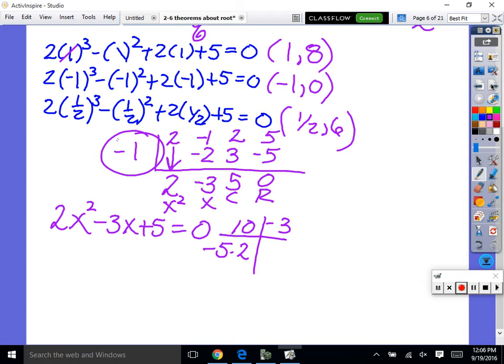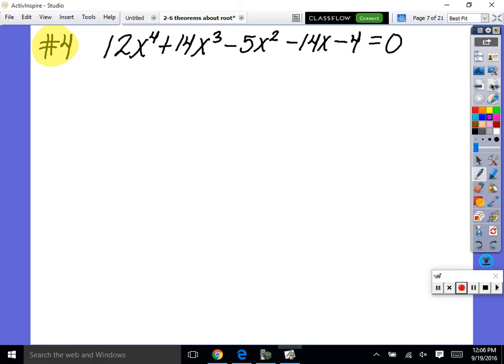Okay. Let's do number 4 together. It's going to take an army. We're going to work together. Here we go. So it says find all the rational roots.